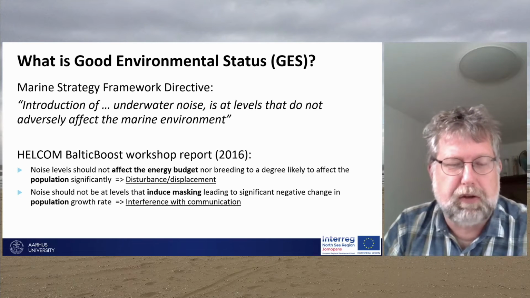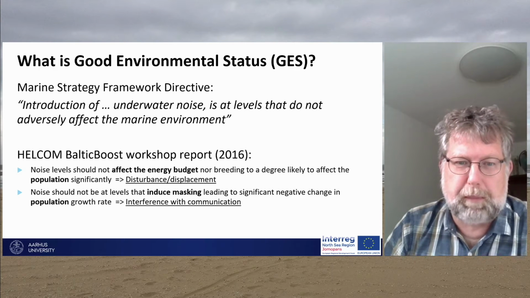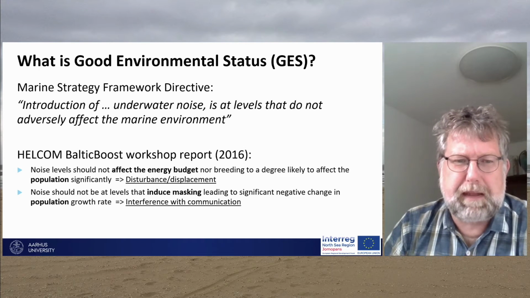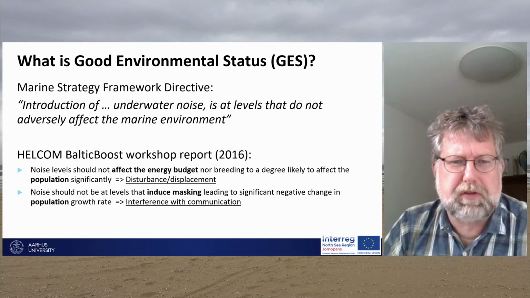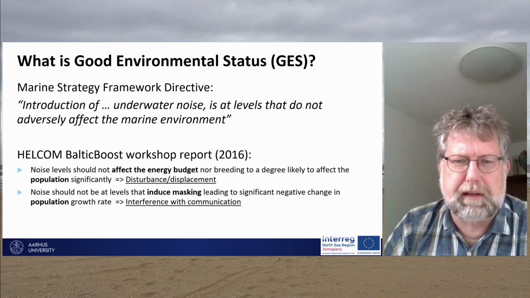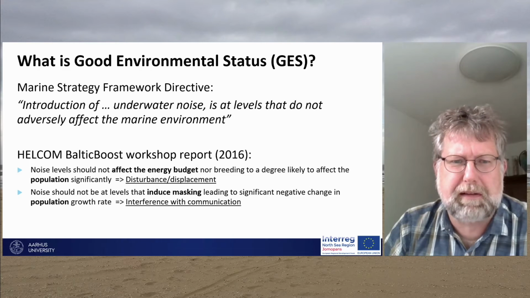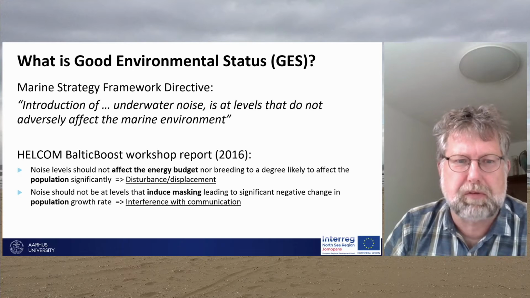One place we can look could be in a HELCOM document where there was a workshop on exactly this issue some years ago, and there the conclusion was that in order to have GES with respect to noise, there were two components. One is that noise levels should not affect the energy budgets of the animals to a degree that affects the population of animals. So that is something that relates to disturbing the animals, displacing the animals from habitat and so on.